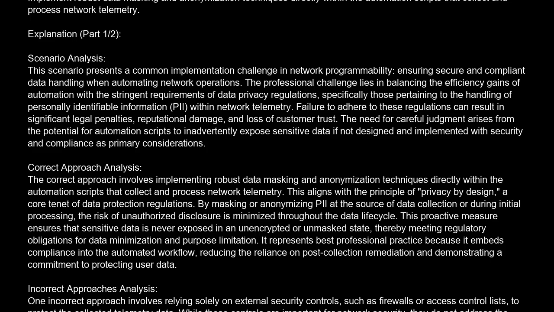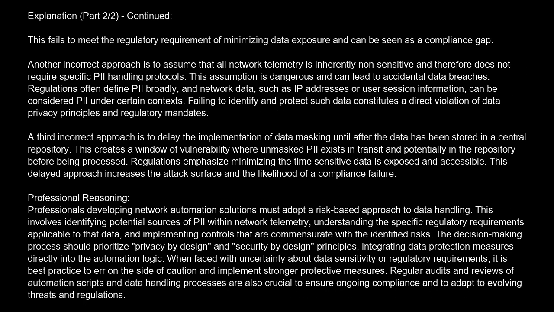Incorrect approaches analysis. One incorrect approach involves relying solely on external security controls, such as firewalls or access control lists, to protect the collected telemetry data. While these controls are important for network security, they do not address the inherent risk of PII being present within the data itself. If a breach occurs or if an authorized user accesses the data inappropriately, the PII would still be exposed. This fails to meet the regulatory requirement of minimizing data exposure and can be seen as a compliance gap.